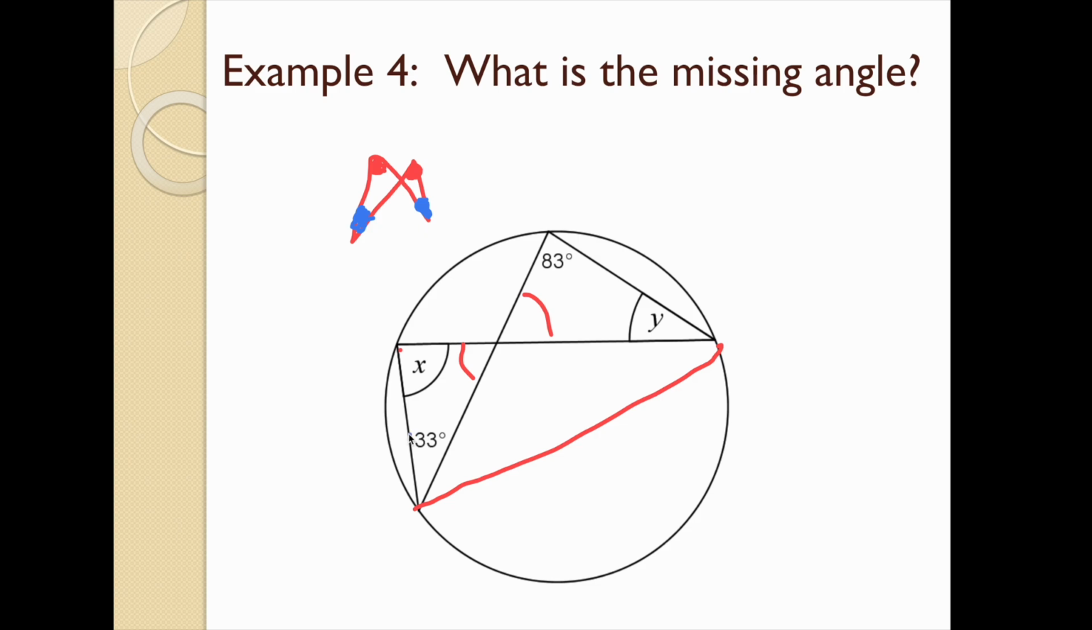In this case, this is 33, so here is also 33 degrees. Now here and here are the same. So if this is 83, here has to be 83 as well, because we know angles in the same segment sitting on the same card are the same.